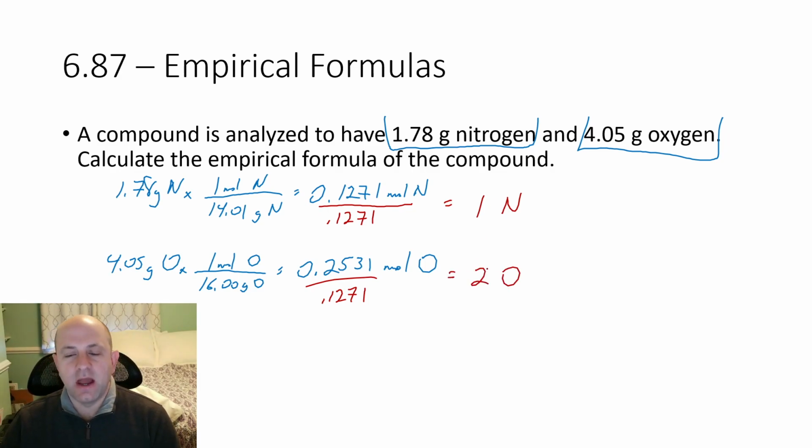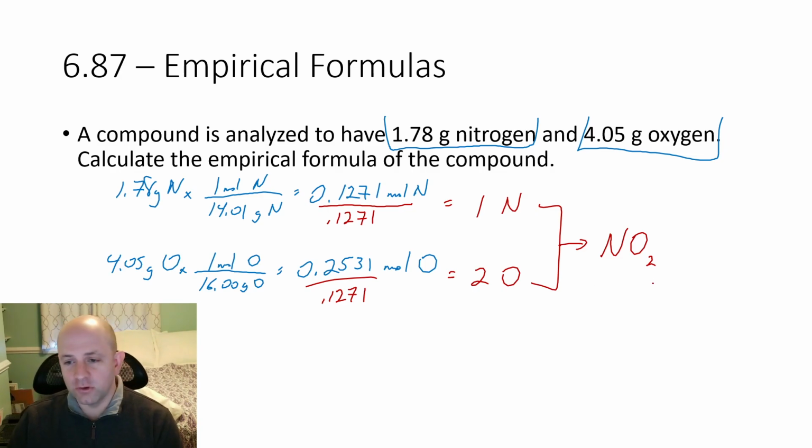So we have this. And then the third step is if we don't have whole numbers, we'll multiply everything by some common number to get whole numbers. We have whole numbers. We have 1 and 2. So I'll just put these together, and our empirical formula is NO2. Now, is that the real compound? Maybe there is a NO2 compound, but maybe there's N2O4, N3O6, N4O8. We don't know. We'd need extra information to find that out.